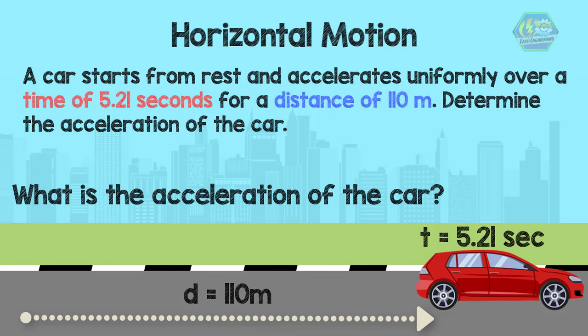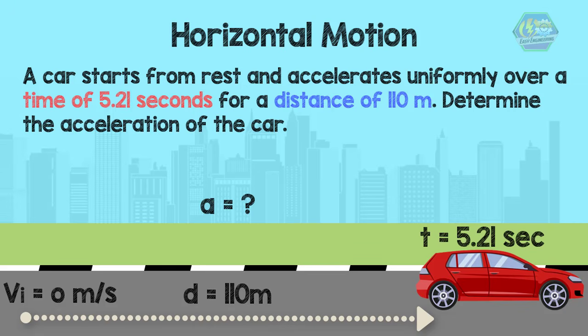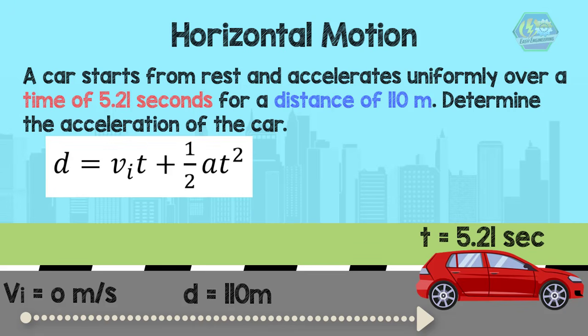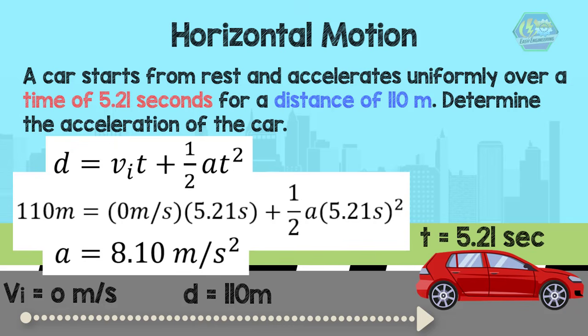We are given the initial velocity, which is 0 meters per second because it starts from rest. Next, the time, which is equal to 5.21 seconds, and the distance, which is equal to 110 meters. We are asked for the acceleration of the car. So, we need to find a formula that has initial velocity, distance, time, and acceleration. The formula that suits this problem is equation 1. Now we can input the known values and compute for the acceleration. And now we have the acceleration. The acceleration would be equal to 8.10 meters per second squared.